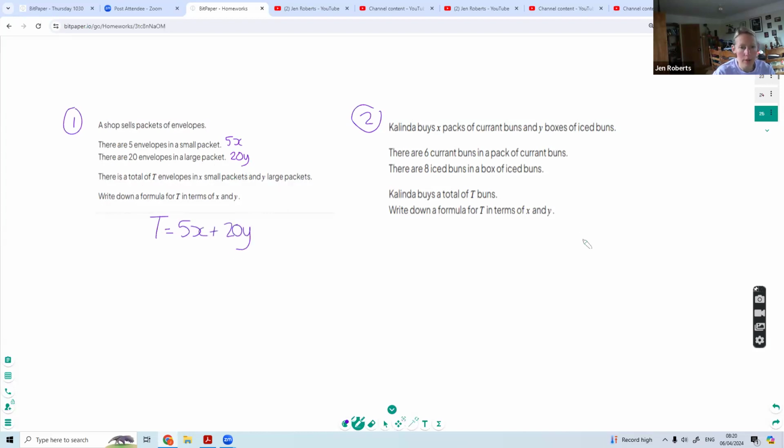So look at this next one. X packets of currant buns, Y boxes of ice buns. So 6 currant buns in a pack, so 6X. 8 ice buns in a box, 8Y. Buys a total of T buns, so T equals 6X plus 8Y.